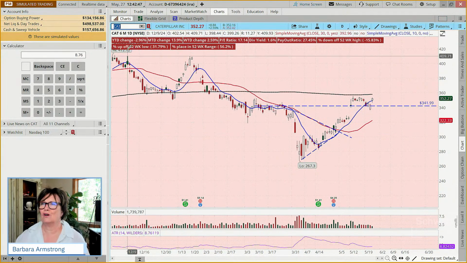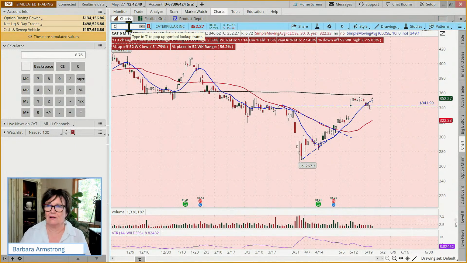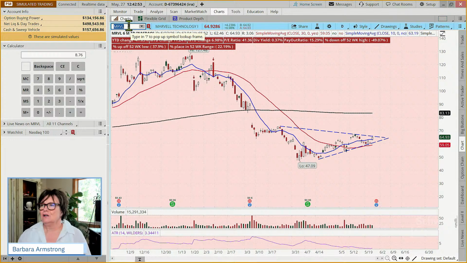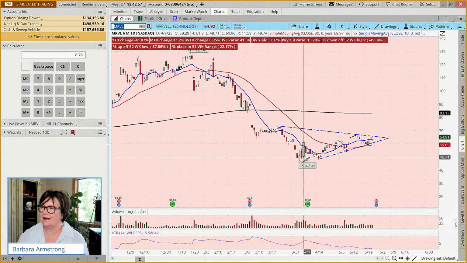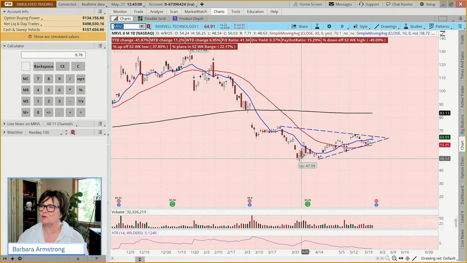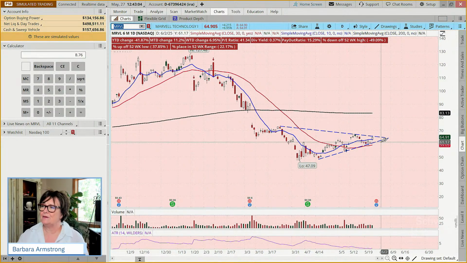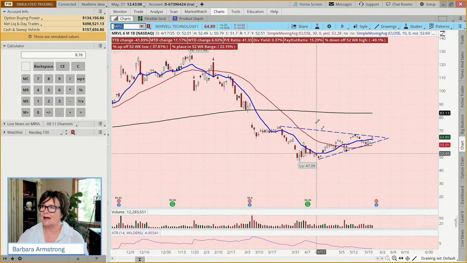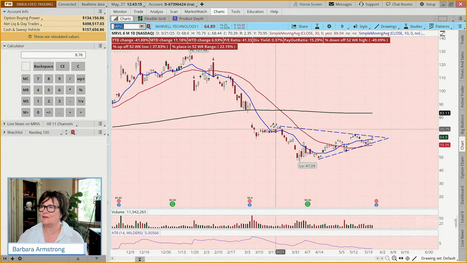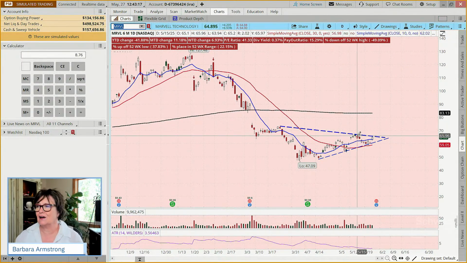Let's look at one more. Let's look at Marvell. With Marvell, this stock started downtrending, and then since April 7th, which is when the market seemed to find its bottom, it's been moving up. So we've seen higher lows, but we've also seen lower highs, and it hasn't broken out of this diagonal resistance line.